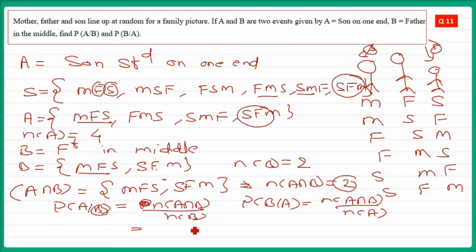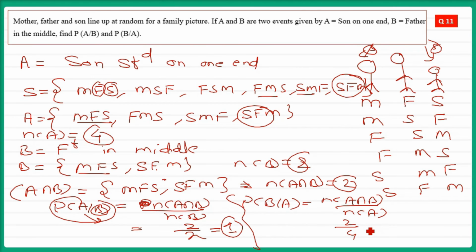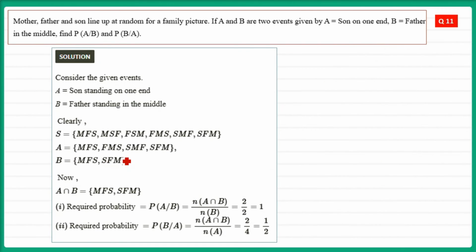We have already computed the number of elements. N(A intersection B) is 2 in both cases. N(B) has come to be 2 and A was computed as 4. So right here 4. This is 2 by 2 is 1, and 2 by 4 becomes half. So P(A|B) has become 1, P(B|A) has become 1 by 2. So this is the way we are going to do it. Okay, sample space is very important here. Diagrammatically, its representation will be appreciable.